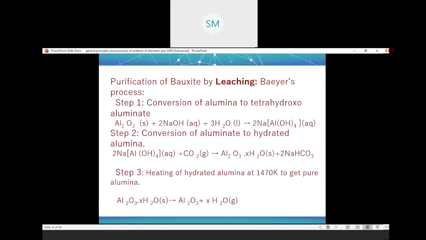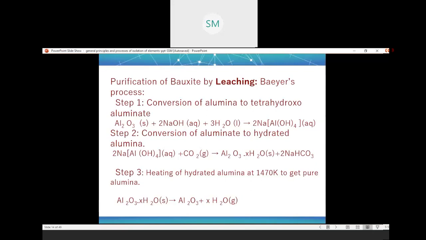There are three steps involved in Bayer's process. First step is the conversion of alumina to tetrahydroxoaluminate. Al2O3 is treated with 45% caustic soda solution so that sodium tetrahydroxoaluminate is formed, which comes into the aqueous phase.